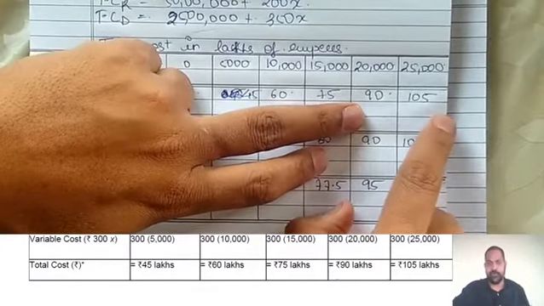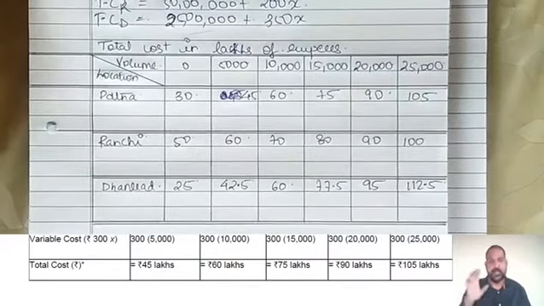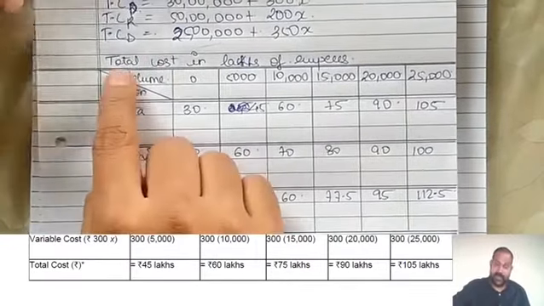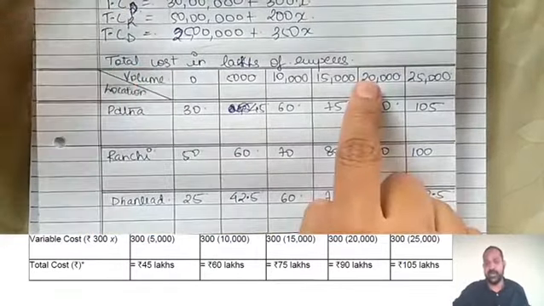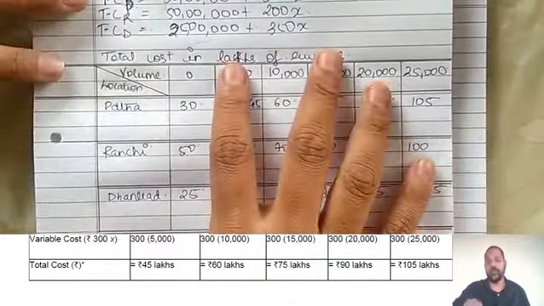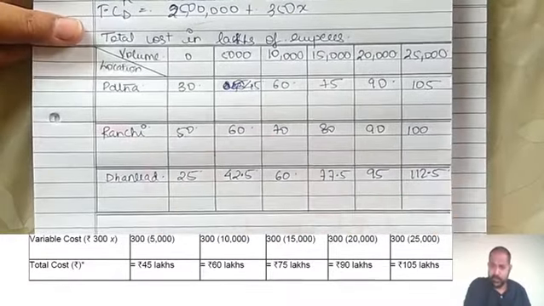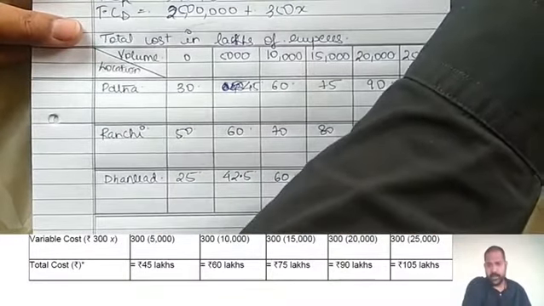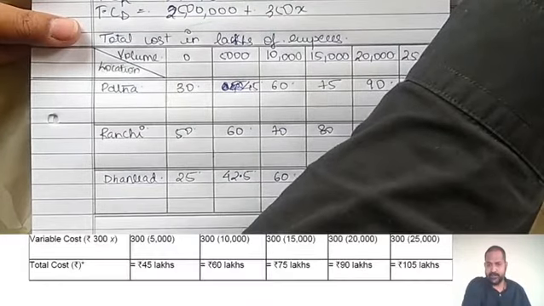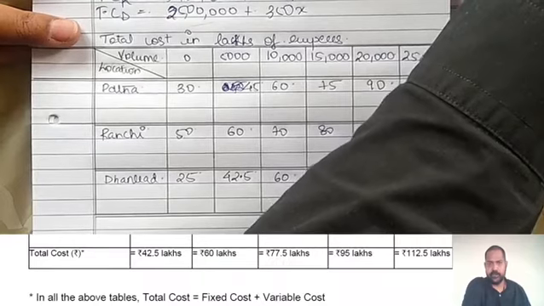And then 105. Now if you notice in the table, they have written 45 lakhs. I don't need to write that because at the top of the table I have mentioned that it is total cost in lakhs of rupees. So I don't really need to mention that this is in lakhs of rupees. This was for Patna. You can similarly check for Ranchi and Dhanbad. You will get the same answer that we have gotten.